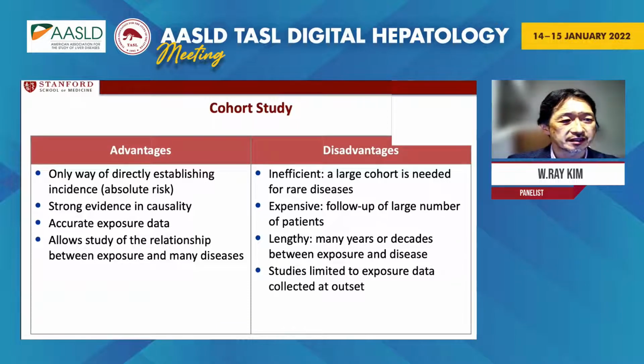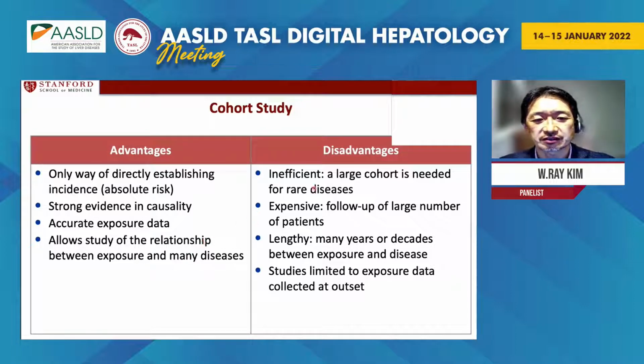The advantages of cohort study are it's the only way to directly establish incidence, the absolute risk. It is strong evidence in causality, accurate exposure data because you're collecting the exposure at the beginning of your observation yourself. And then it allows study of the relationship between exposure and many diseases. If you think about some other possibilities where hepatitis B may cause another disease other than HCC, for example, cirrhosis, vasculitis, kidney disease, things like that, you can throw in those data collection and be able to study relationship with those different diseases with one study.